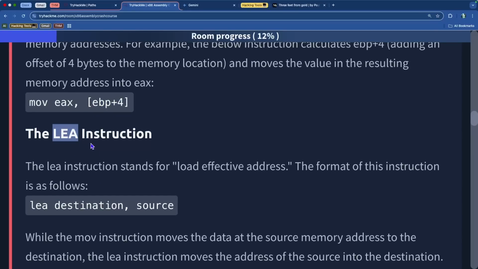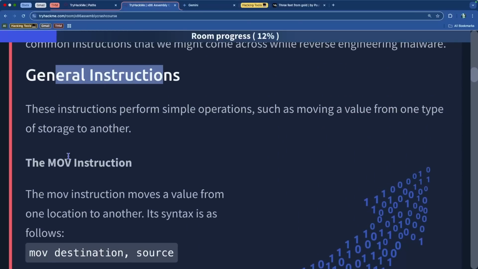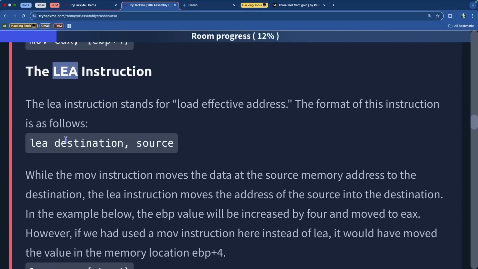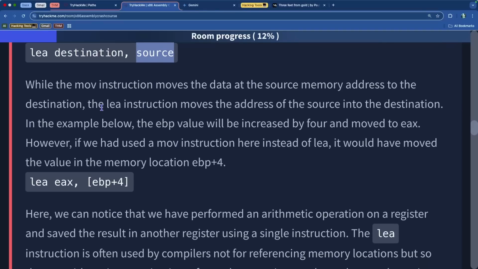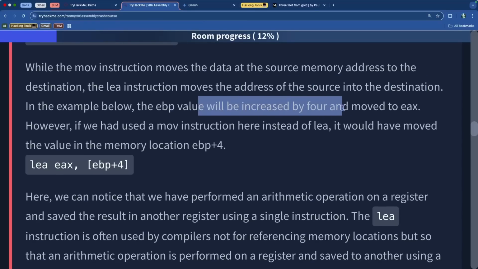The LEA instruction. Everything that we just talked about was a general instruction called the MOV instruction, and now we have the LEA instruction, which is another general instruction, and it stands for load effective address. So it will be like LEA to this destination, whatever the source is. While the MOV instruction moves the data to the destination, the LEA instruction moves the address of the source into the destination. So the EBP value will be increased by 4 and then moved to EAX.